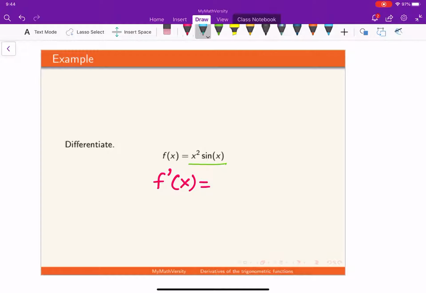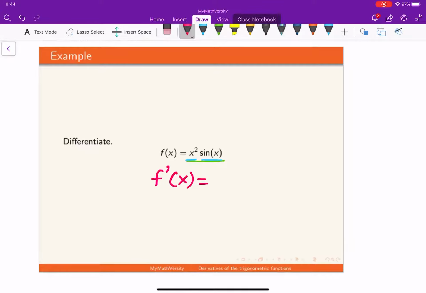But how do we find the derivative of this function? As you can notice here, what we have is the product of two functions. One is x squared and another is sine x. If that is the case, then whenever we have the product of functions, we can always use the product rule. And how does the product rule work? Do you remember what the product rule is? Okay, so how do we use that?